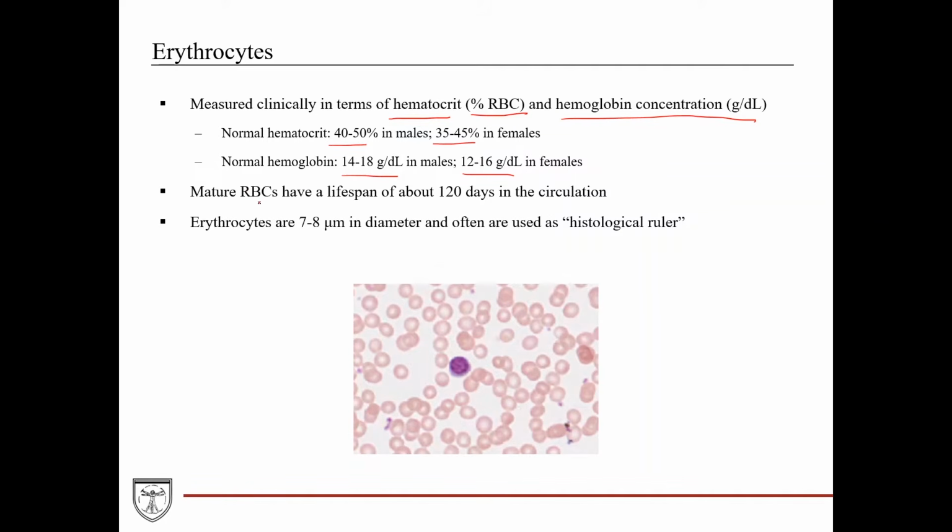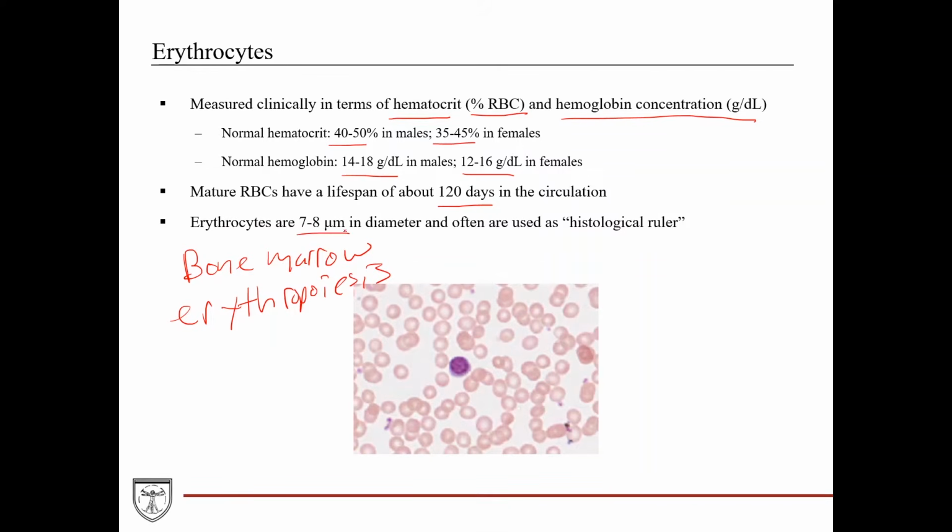The other thing is that red blood cells are produced in the bone marrow through a process called erythropoiesis. And so when you get to the mature stage, when the red blood cell has actually exited the bone marrow, they have a lifespan in the circulation of about 120 days.